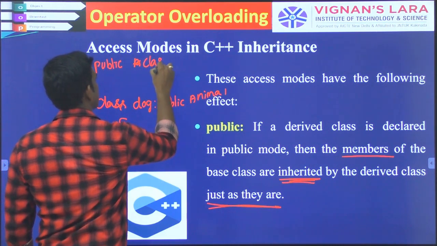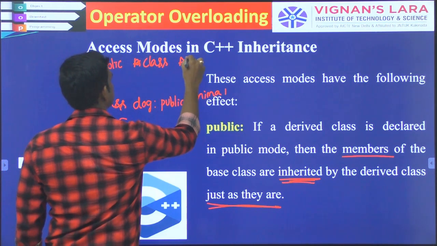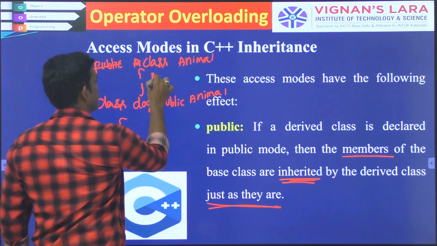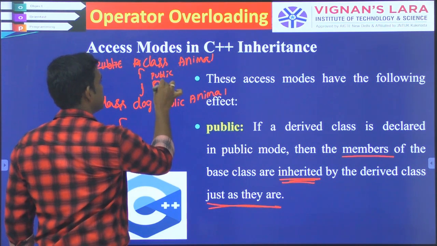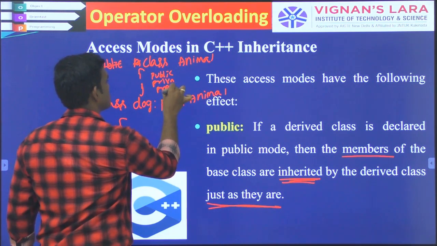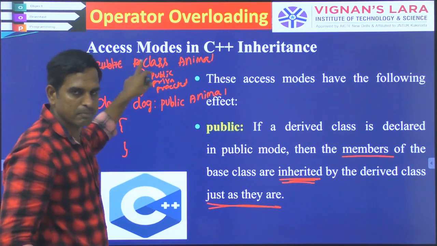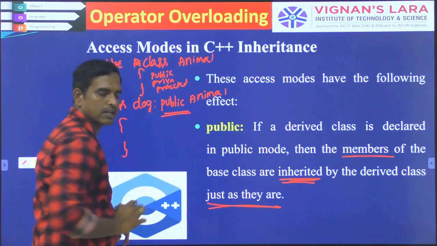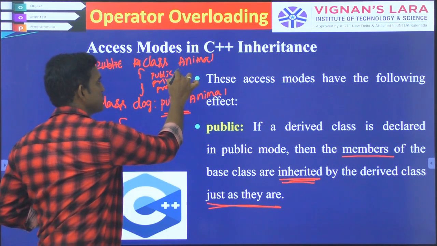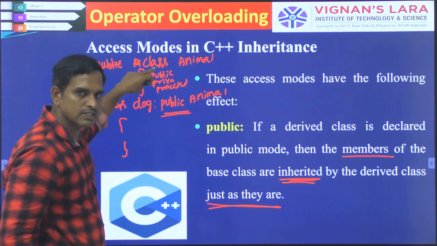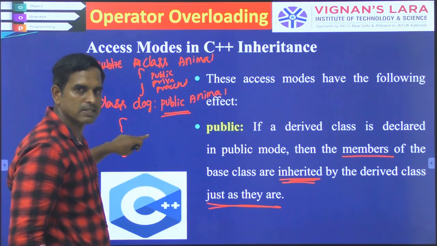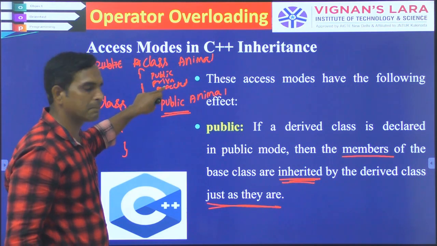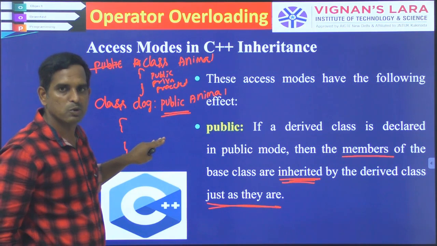inside the class animal you can have public members, private members and protected members. If I write the inheritance as public, you should understand that if the members are present as public, you can use the members as public here. If the members are private, they are inherited as private. If the members are protected, they will be inherited as protected members.